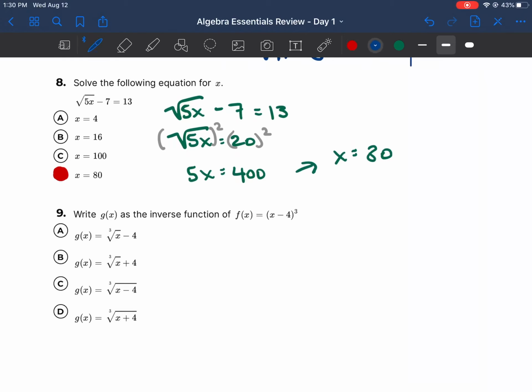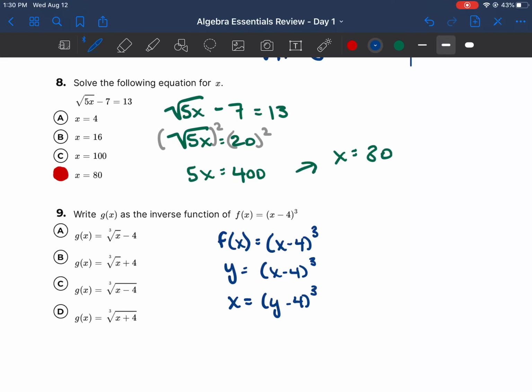Problem 9. Write g of x as the inverse function of f of x equals x minus 4 to the third power, or x minus 4 cubed. So recall that when we were trying to find an inverse function, here's our function f of x equals x minus 4 to the third power. If I want to find the inverse function, let's replace f of x with y. And now let's switch the variables x and y. So instead of y, we'll have x. Instead of x, we'll have y. And what we want to do now is solve for y. We want to isolate y.